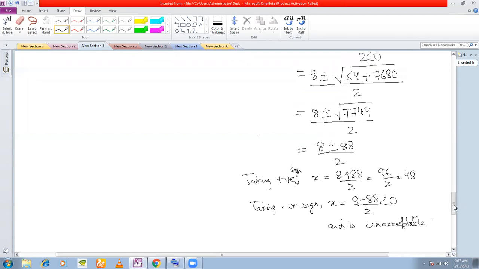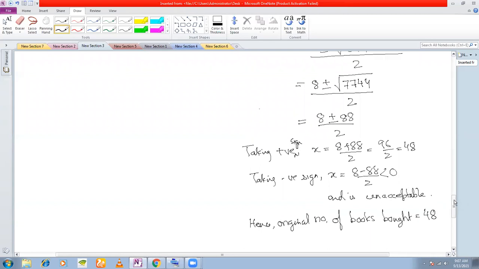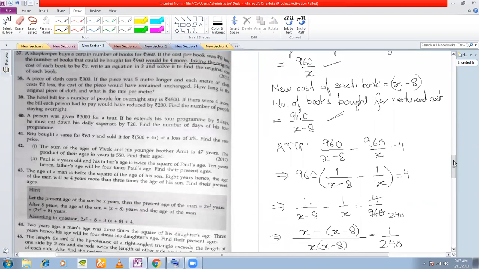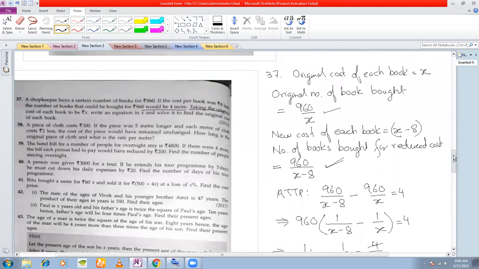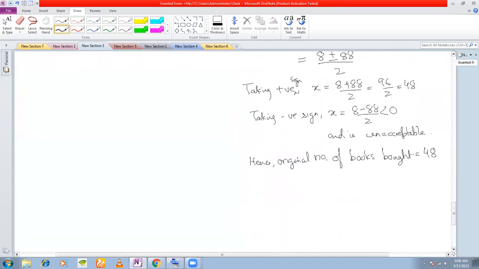Okay, and that was a question, hence the original number of books bought is equal to 48. So 48 books he buys originally. Okay, and that was a question here, I think. Yes, original cost of each book. X was the original cost of each book. So the original cost of each book is rupees 48. That's it.